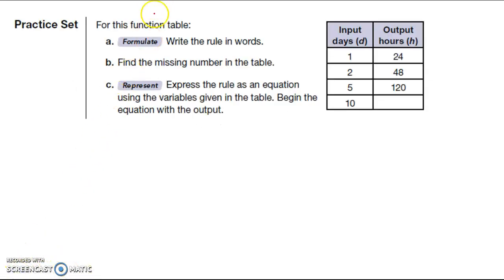Okay, so we're doing function tables in lesson 56. For this function table, write the rule in words. So let's take a look. My input is days and my output is hours. So 1 day is 24 hours, 2 days is 48 hours, and then it jumps to 5 days is 120 hours, and 10 days we're going to have to find.